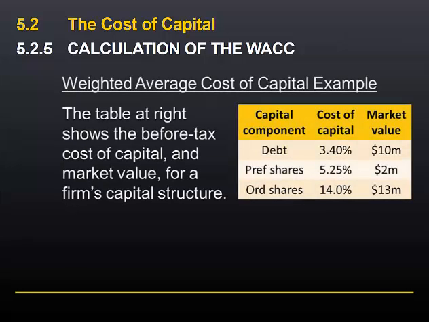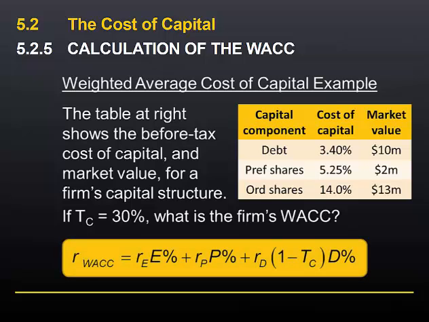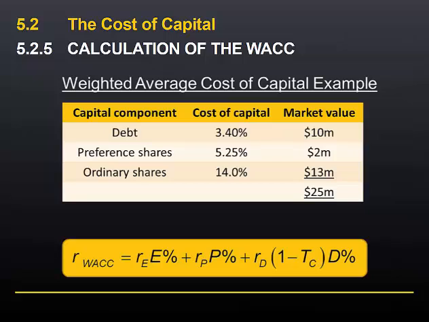This table shows the before-tax cost of capital and market value for each component of a firm's capital structure. If the corporate tax rate is 30%, what is the firm's weighted average cost of capital? Before we can work out the weighting of each component of the capital structure, we need to calculate the total market value of all of the components, which in this case is $25 million.